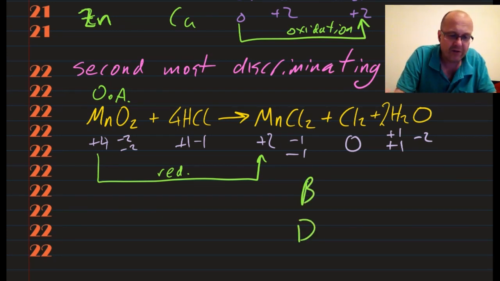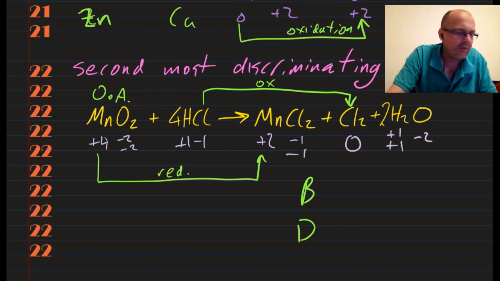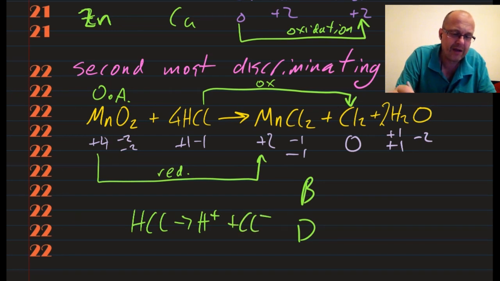And what gets oxidized? Which oxidation state goes up? Well, the chlorine oxidation state goes up, from -1 to 0. So it's the Cl in the HCl. Now that doesn't seem to be an option. But then you have to know that HCl is really made of H plus and Cl minus. Okay, so the Cl minus is oxidized. So that's A or D. So it's going to be D. 22 is D.